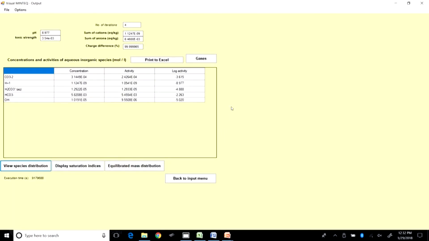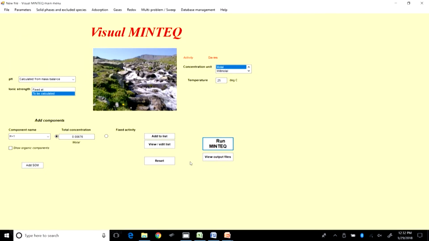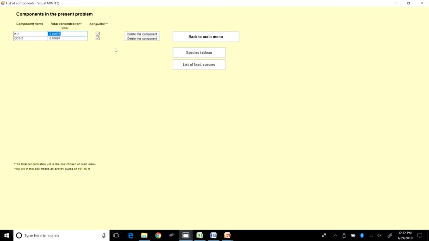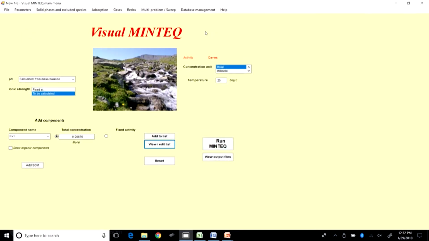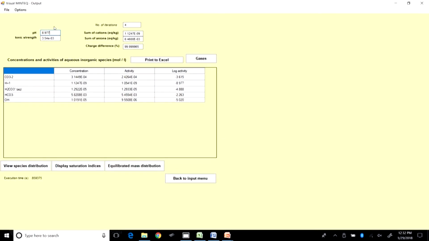And there was some minor issue here. Let me go back to looking at this particular case. Where is this view edit list? And okay, so that's fine. And so obviously now the pH is higher, and what is it now? It's going to be 8.98, right?